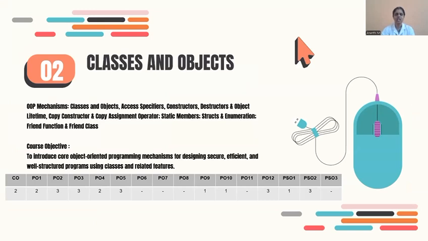The main objective of Unit 2 is to introduce the core object-oriented programming mechanisms for designing secure, efficient, and well-structured programs using classes and their related features. This maps to the program outcomes: engineering knowledge, problem analysis, design and development of solutions, conduct investigation of complex problems, modern tool usage, individual and teamwork, communication, lifelong learning, and department-specific outcomes 1 and 2.